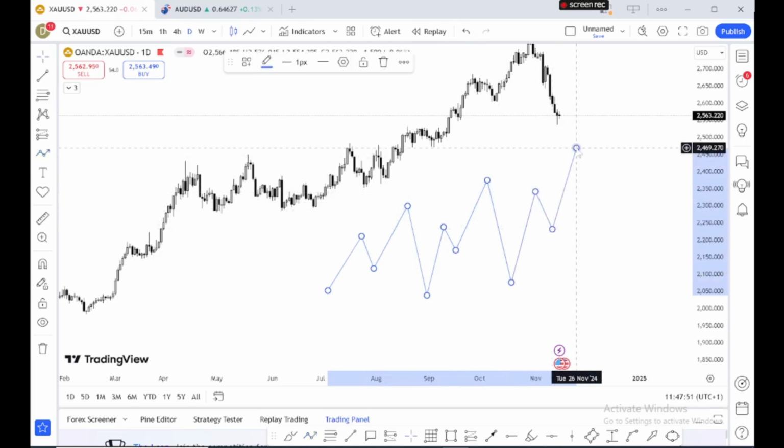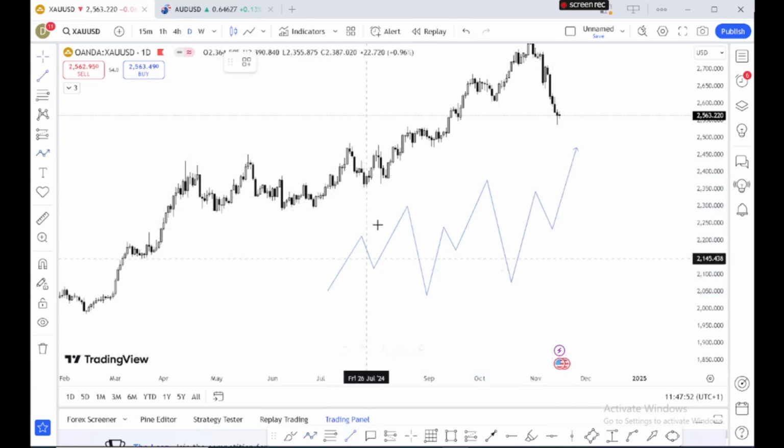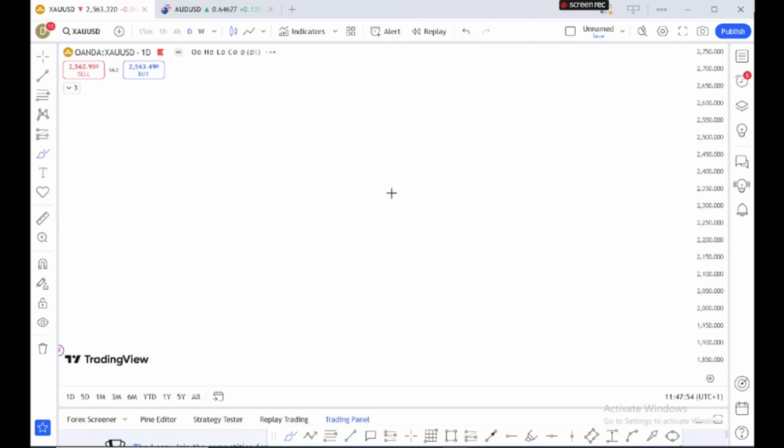What is important to me is I don't take a trade without inducement. No inducement, no trade. So if the market does not take out my inducement, I'm not taking any trade. So those are my rules, and I have to follow them to the fullest.